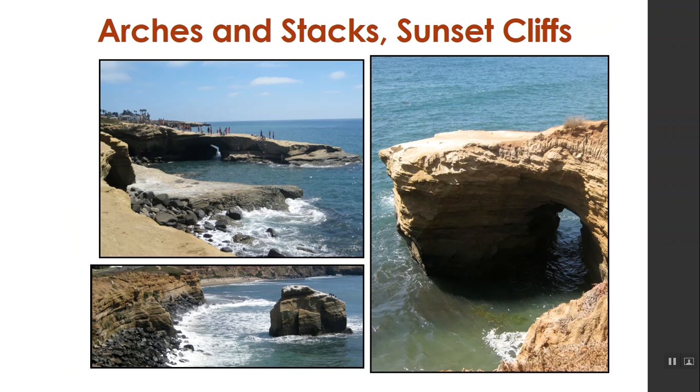And so here we can see, again, arches and stacks in Sunset Cliffs. Here's an arch, a smaller one. Here's an arch right here. And here, this was formerly an arch, but it has collapsed, and now you just are left with the sea stack.